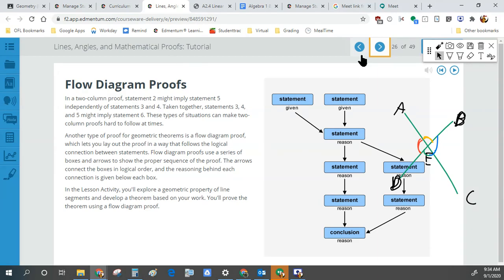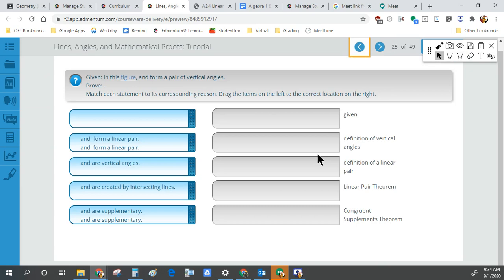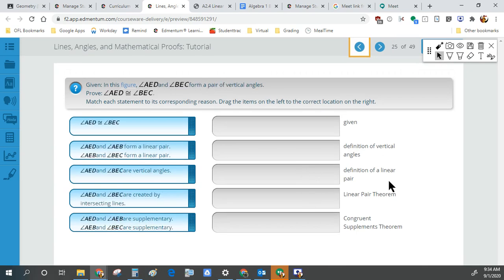Is this making sense, guys? How we can use proofs? Yes, no, maybe? Let me know in the chat. A little bit. Is there anything you guys want me to go over? Like something that's not making sense? I know I'm going through it a little fast.